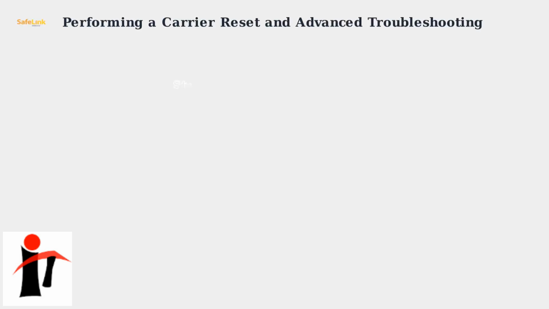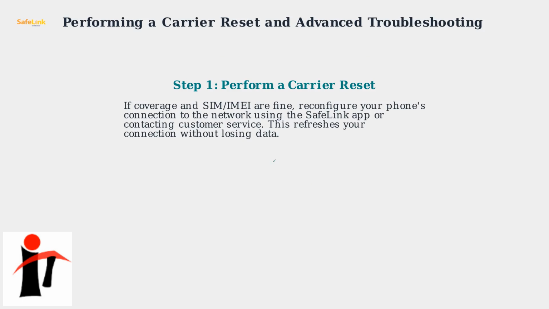If coverage and SIM IMEI checks are fine, the next step is to perform a carrier reset. This reconfigures your phone's connection to the SafeLink network without affecting your data. Use the SafeLink app to initiate the reset or contact customer service for assistance.